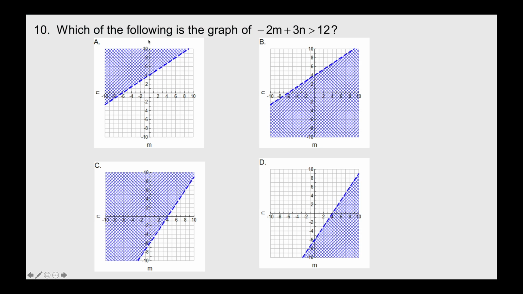So in this problem, I'll be solving for N because, again, N is talking about this axis right here. So when I solve for N, I start by adding 2M to each side. I get 3N is greater than 2M plus 12. From there, I'll divide everything through by 3, giving me N is greater than 2/3 M plus 4. From there, it's greater than, so it should be shaded above. So I will eliminate options B and D.